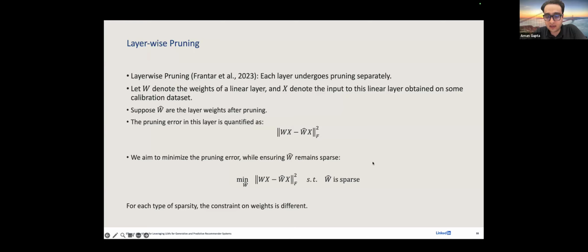Which brings us to this optimization problem, where we minimize over the pruned weights W hat the layer-wise reconstruction or pruning error, but at the same time, we want W hat to be sparse. Depending on what type of sparsity we are considering and working with, the constraint is going to be different. And next, I'm going to cover some of these.